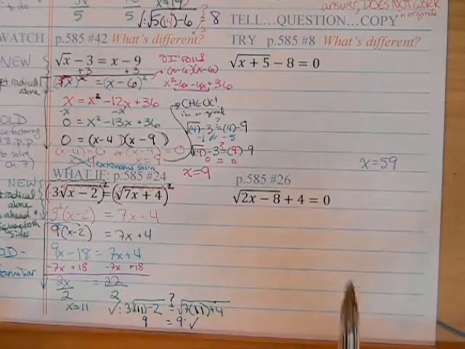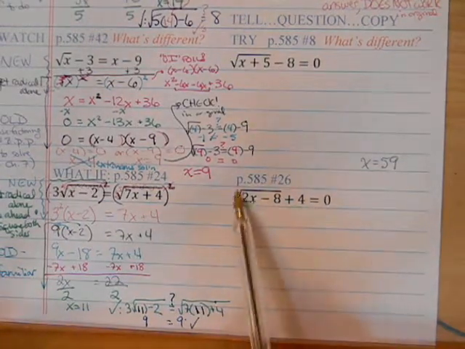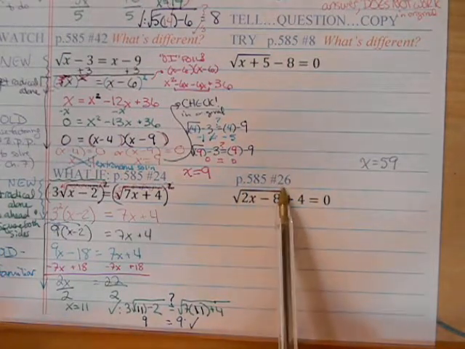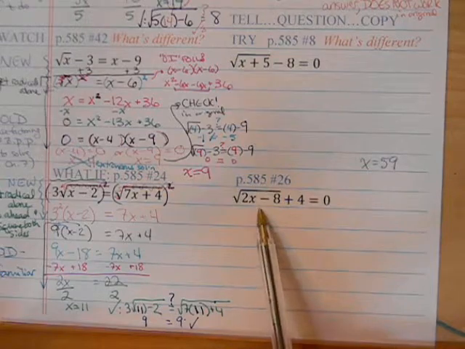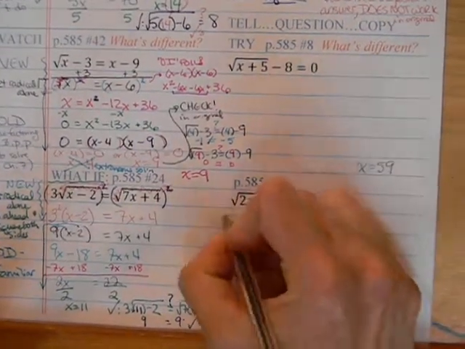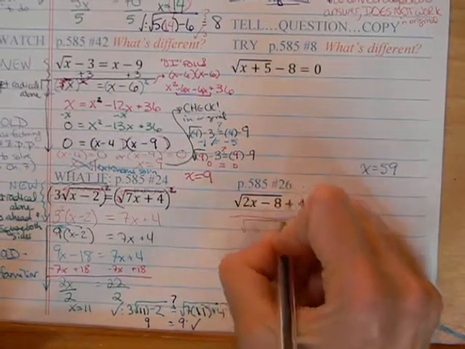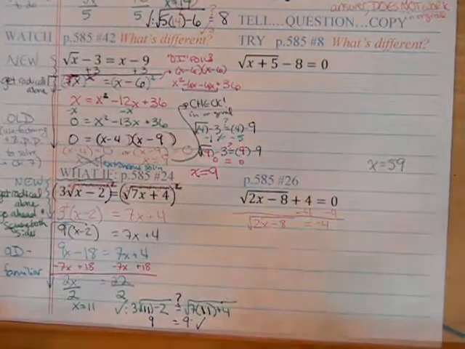Let's look at number 26. Always good to kind of pause and look at it before you dive right in. Here's the radical. It's got a plus 4. My goal here is to get the radical by itself. So we start by subtracting 4 from both sides, because our goal here is to get the radical all by itself. Radical 2x minus 8 equals negative 4.